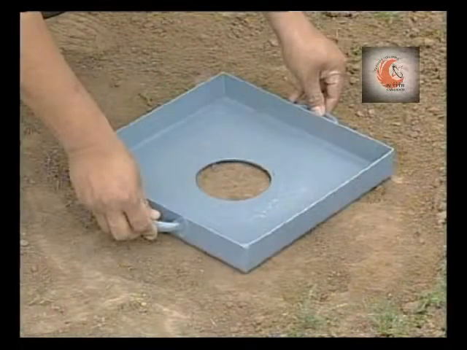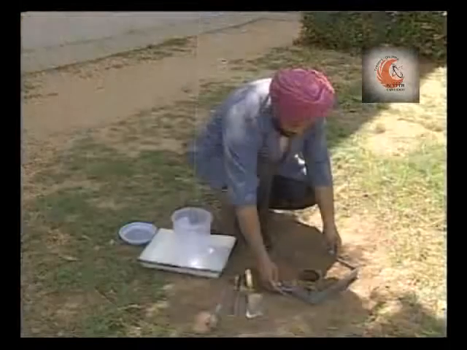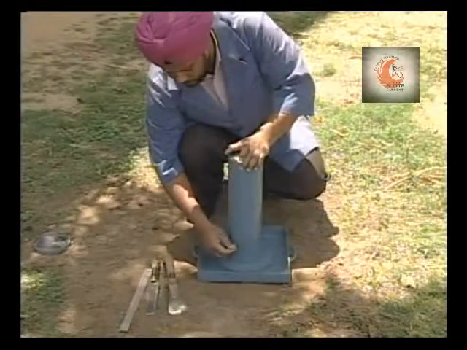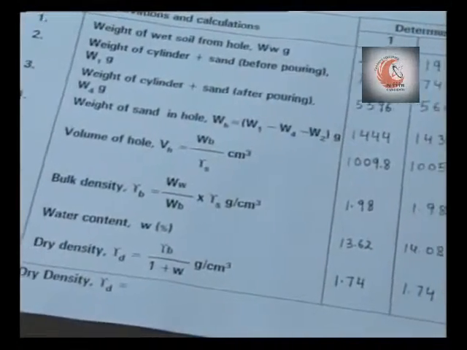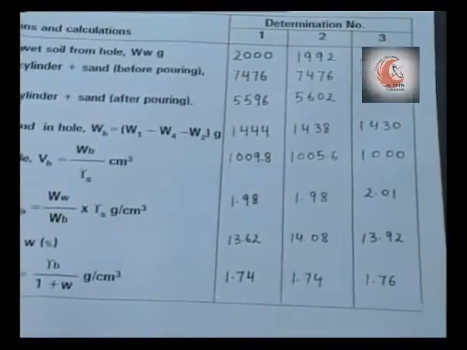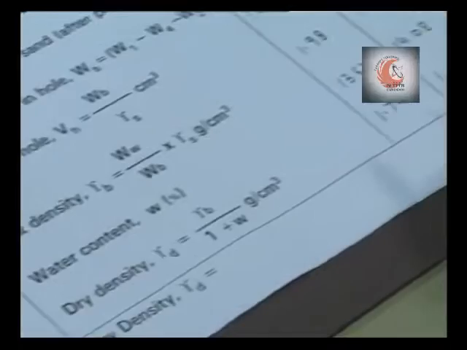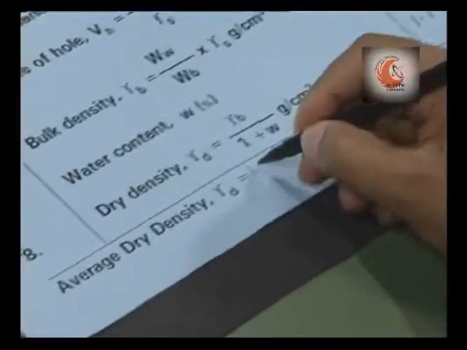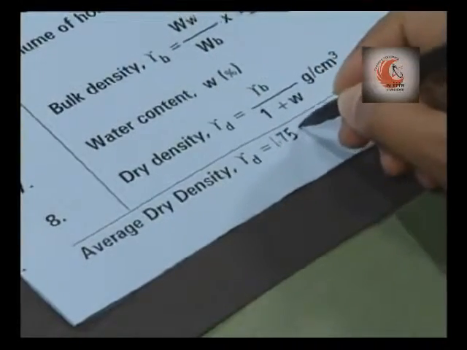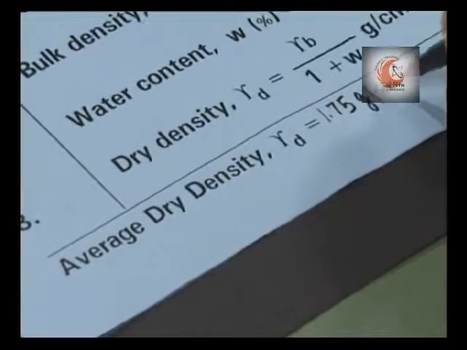Repeat the field operations in the same area at different places to obtain average results. Record all the observations in the proforma. The average dry density of the three values recorded is 1.75 gram per centimeter cube. So, friends, we can determine the in situ dry density of the soil using sand replacement method as per standard procedure.